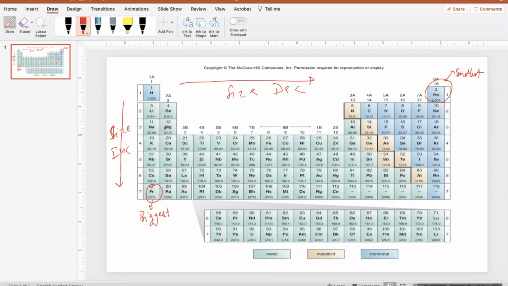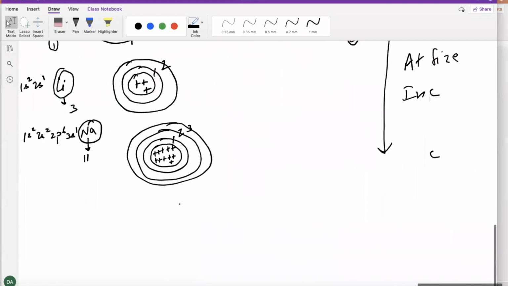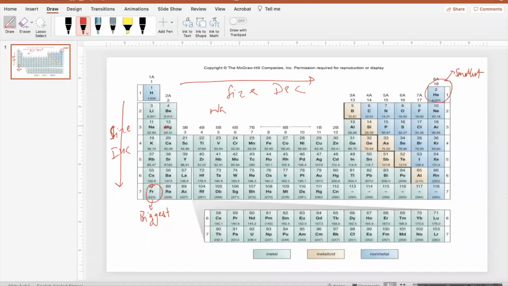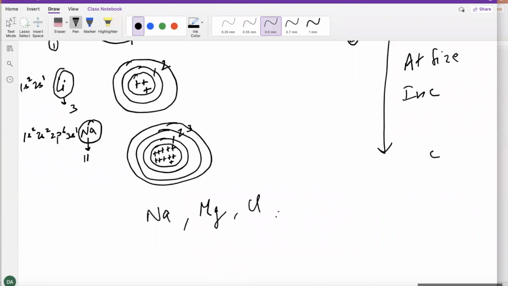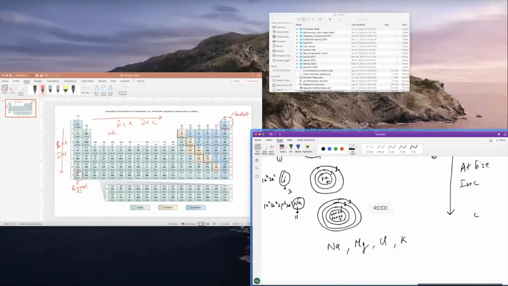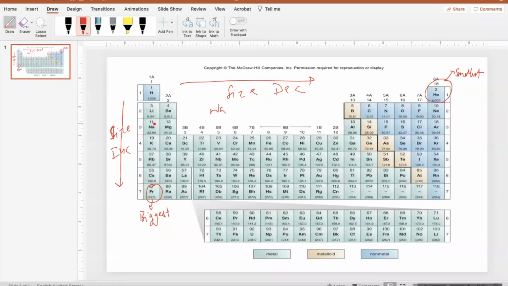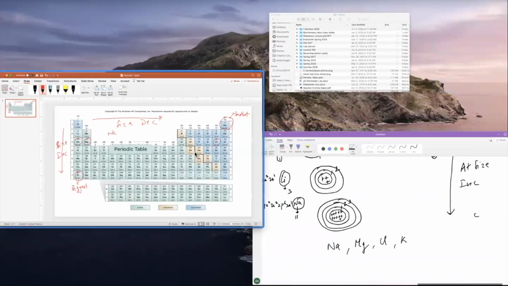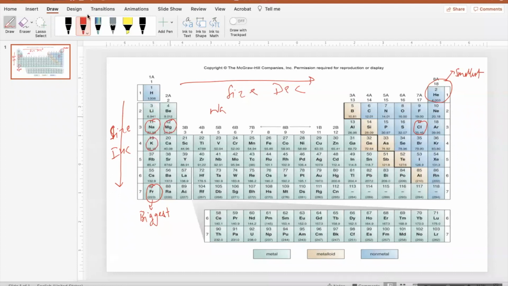The kind of question you're going to see on the exam is where I'm going to put, okay, tell me if I give you sodium. So let's do that here. On the exam, if I give you sodium, magnesium, sitting right next to each other, and then I give you chlorine and potassium. So let's look at these 4: sodium, magnesium, chlorine, potassium. Tell me guys, which one do you think is going to be the smallest, and which one do you think is going to be the biggest?